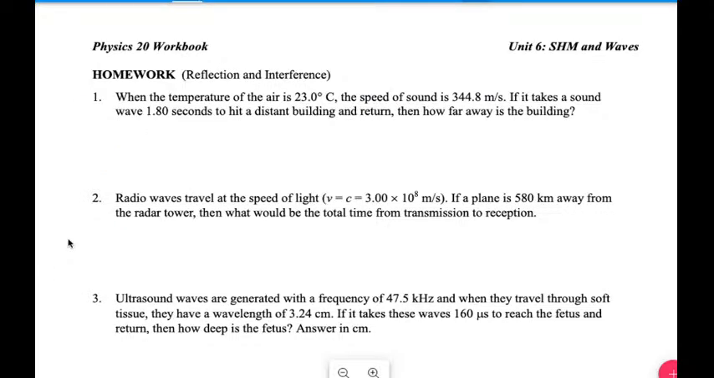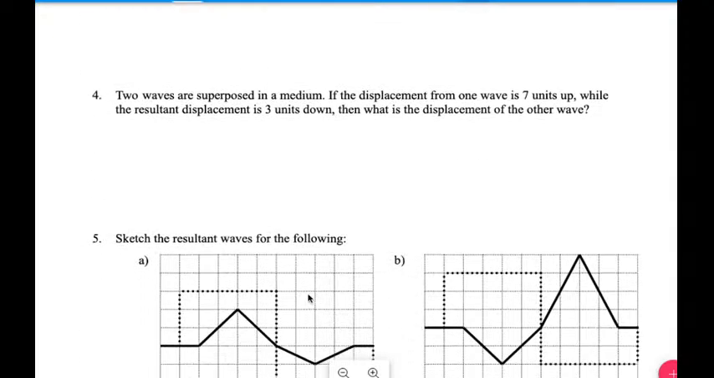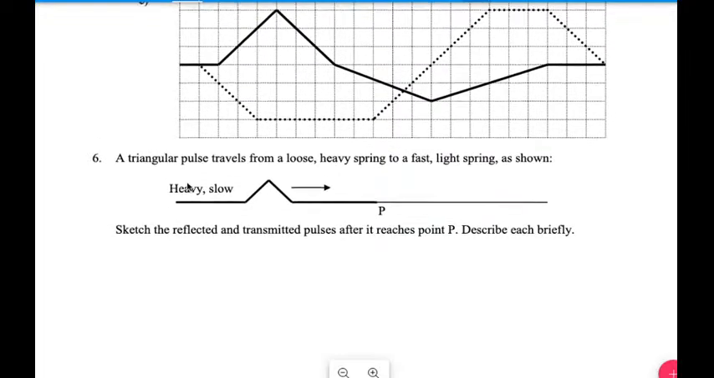Okay, I did say I wanted to show you our waves. I think it's going from, yes, heavy into fast. So in this case, it's actually a spring going from a heavy spring to a fast light spring. So it's going to travel slow through here, right? And as it reaches the fast, it's going to speed up, first of all, because it's a faster medium.